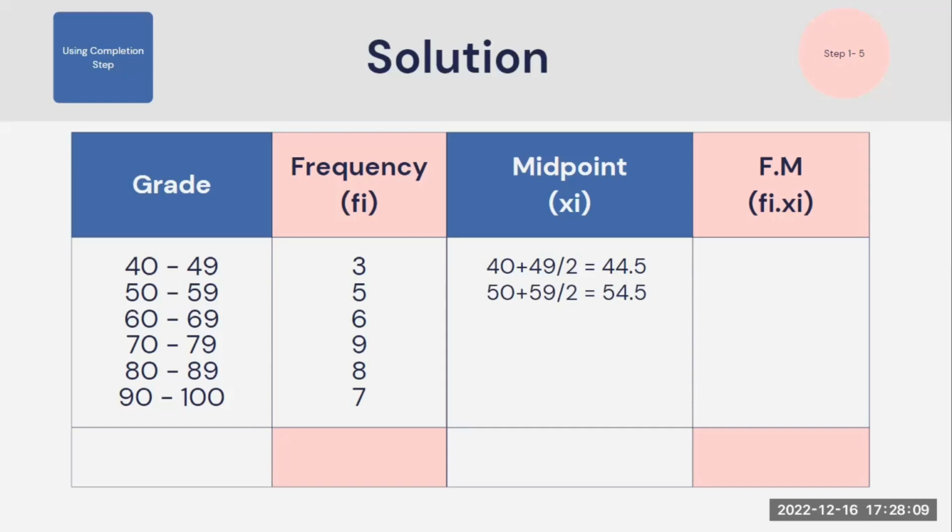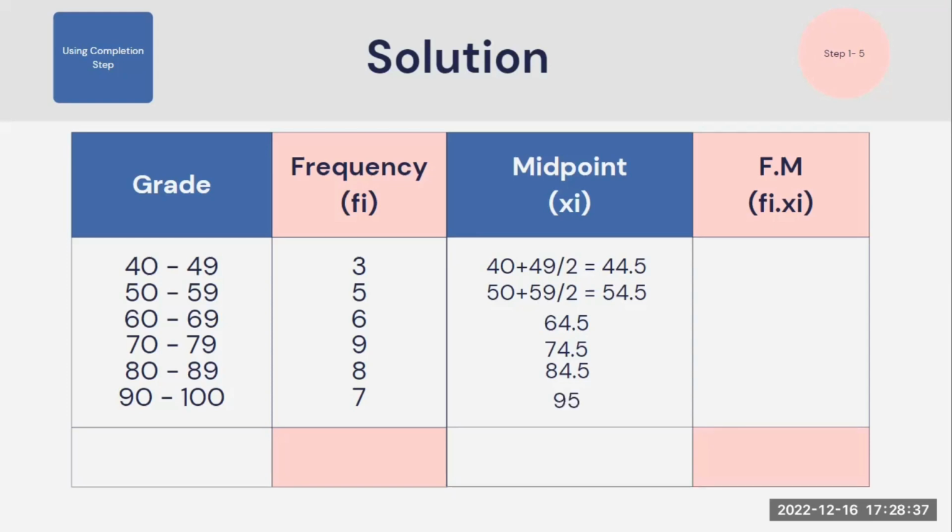At this point, we can see a pattern. The next one is going to be 64.5 and then 74.5 and then 84.5, and the last one is different. So it's 90 plus 100 divided by 2. This is going to be 95.